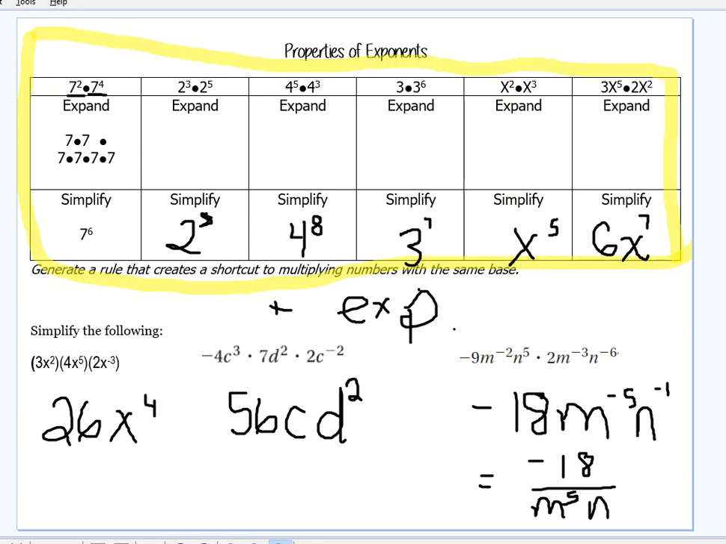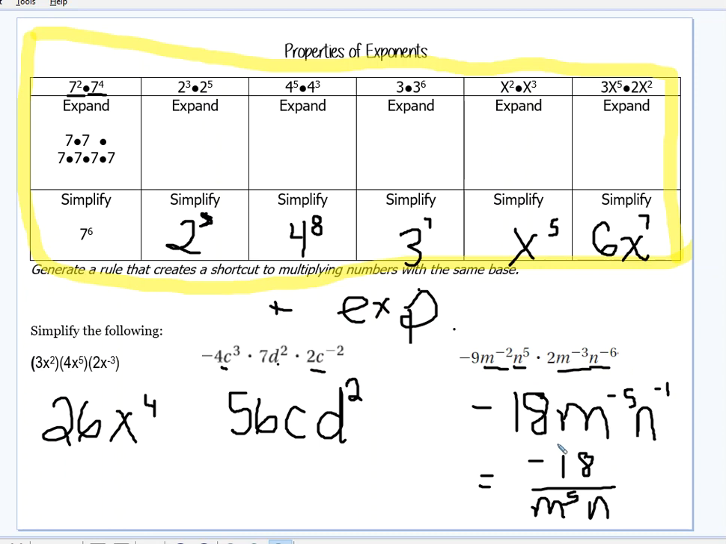Okay, so hopefully these are right. Checking these over, make sure that we're multiplying the numbers out front, the coefficients, and your exponents, we're just merging them together. So the C's can go together, the D's cannot, so they just stay separate within the term. And then this last one here, you have m to the negative 2, m to the negative 3, so that would be m to the negative 5. n to the 5th, n to the negative 6 would be n to the negative 1.